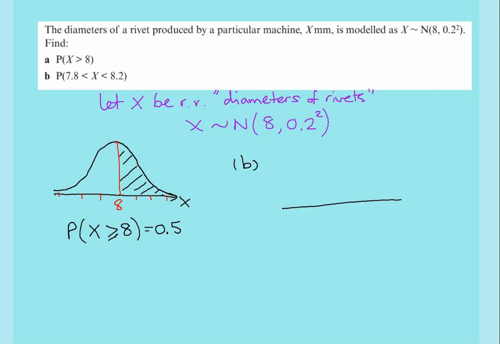I'll draw another one of these curves. Oh, that's way worse than the first one, but it will do. So that's 8. 1, 2, 3, 1, 2, 3. Okay. Now, for this one, you can see it's 7.8 to 8.2. So I'm going to start to put my standard deviations on. Now, each of these marks represents one standard deviation, and that standard deviation is 0.2. So that's 8.2. That's 8.4. This one is 8.6.